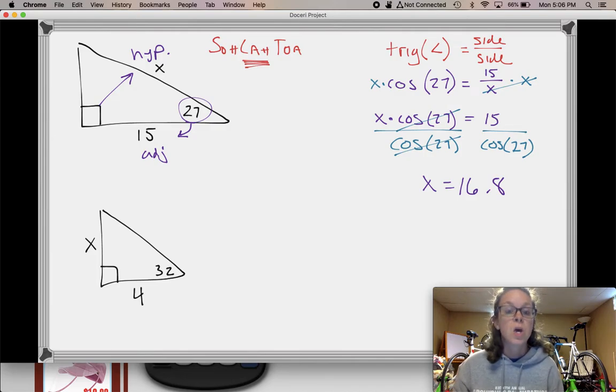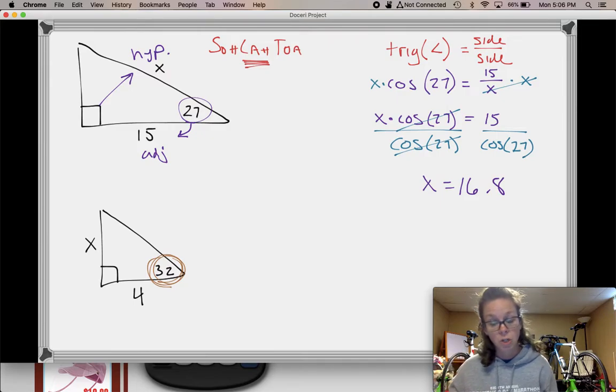Okay. So for this problem, I'm going to choose my focus angle. I'm going to go ahead and choose that 32. I cannot choose the 90. I could choose that other angle if I wanted to. Remember that a triangle's angles add up to 180 degrees, so I could subtract 180 minus 90, the right angle, minus 32, and that would tell me what that other angle was, but I might as well just use the one that I'm given. So I'm going to choose that 32 as my focus angle.